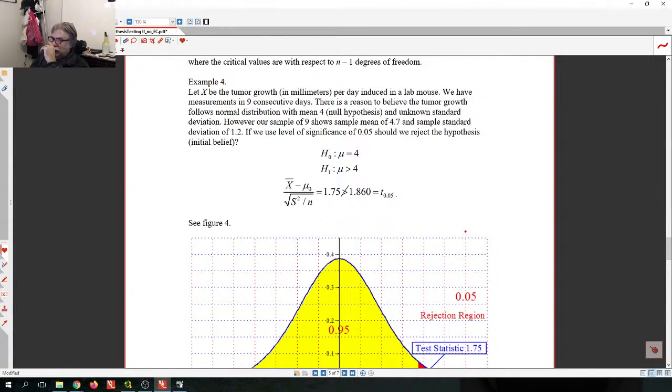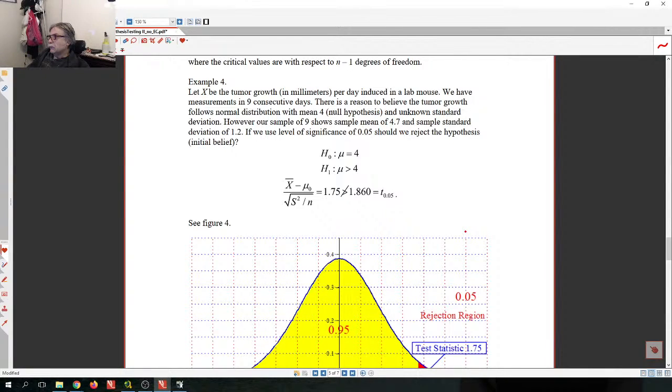Let X be the tumor growth in millimeters per day induced in a lab animal. We have measurements in 9 consecutive days. There is a reason to believe the tumor growth follows a normal distribution with mean 4 and unknown standard deviation. That's in millimeters, so it's a small measure. So the tumor grows day on day, on average, at least somebody says that, 4 millimeters.